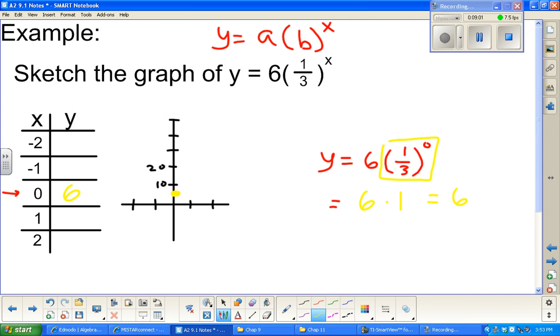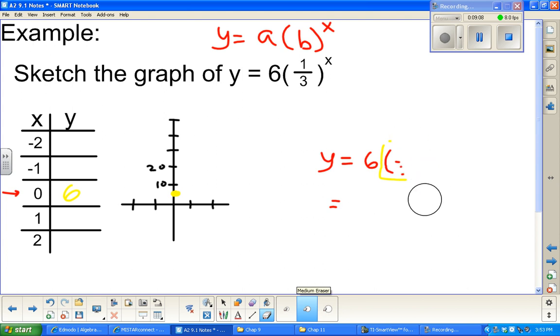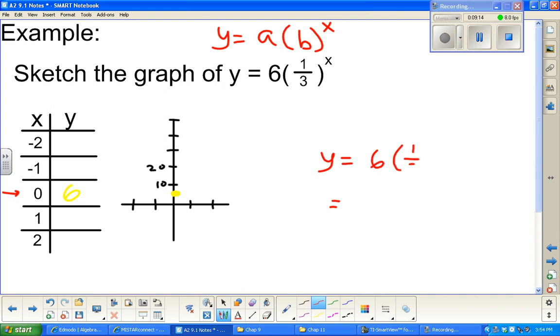Okay, what about if we did to the first power? Let's say we want to do an x value of 1. If my equation were y equals 6 times 1/3 to the first power, well, 1/3 to the first power is just 1/3, and 6 times 1/3 is 2. So when x is 1, y is 2, so that's getting smaller.